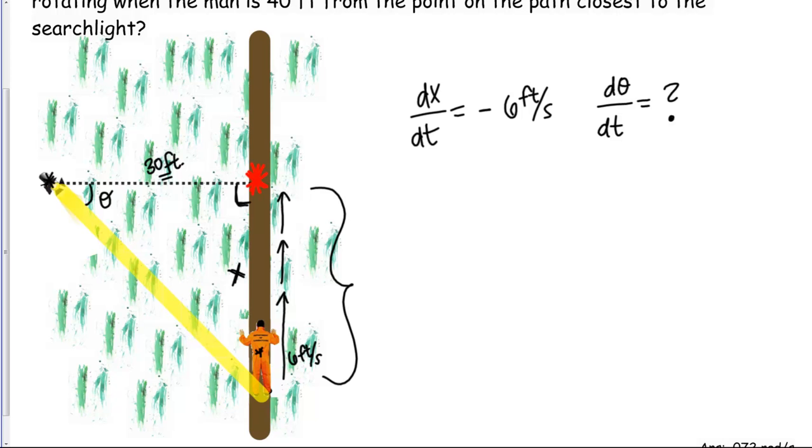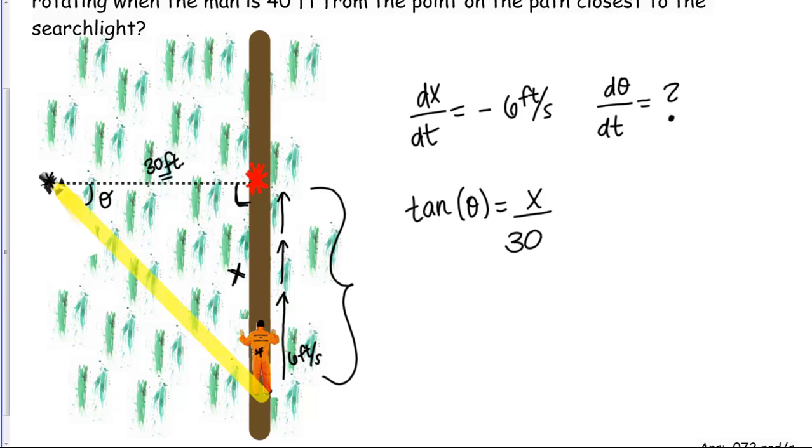And I know two sides of the triangle. One is a variable x, the other is just 30 feet, a constant. And then I have this angle, theta. So the relationship we can use here is the tangent of the angle theta. Remember, the tangent is the opposite side over the adjacent side. So tangent of theta equals x over 30. This is a relationship between the variables we're interested in.